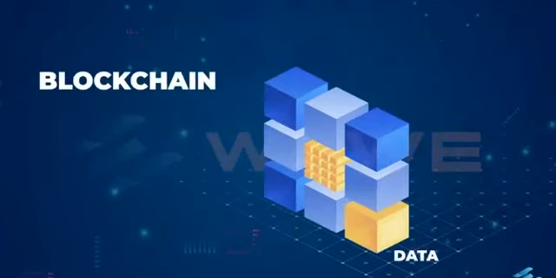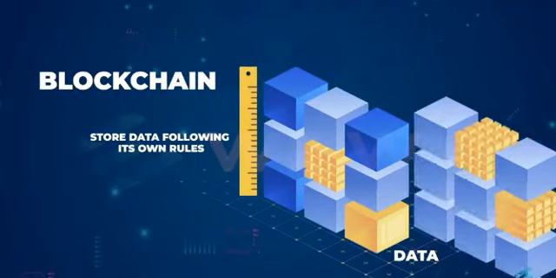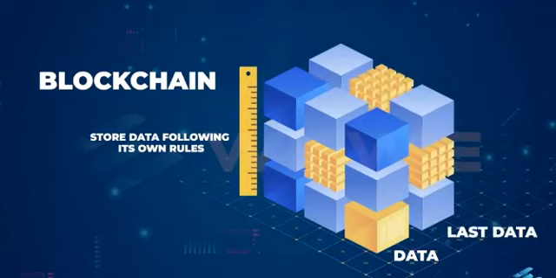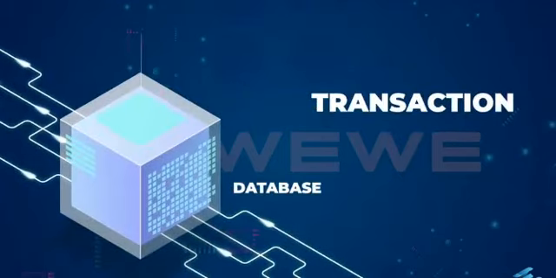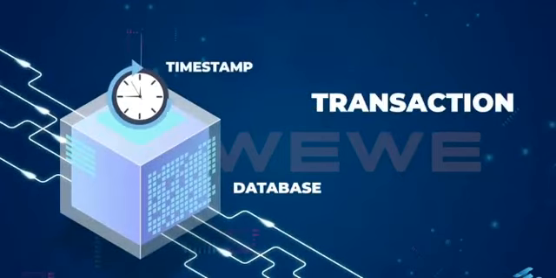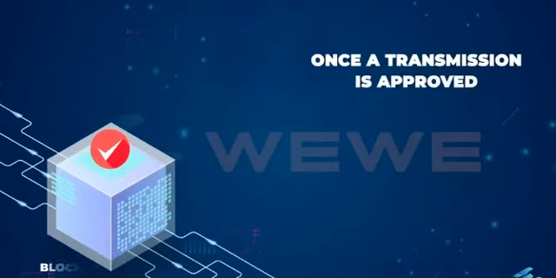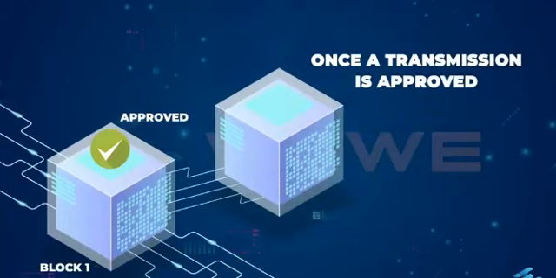A blockchain is used to store data following its own rules. Data can be added only after the last data has been stored and in a chronological order. Every transaction is stored with a timestamp, determining its chronological order. Once a transmission is approved, it is completed with the consequent creation of a new block in which the information is enclosed.